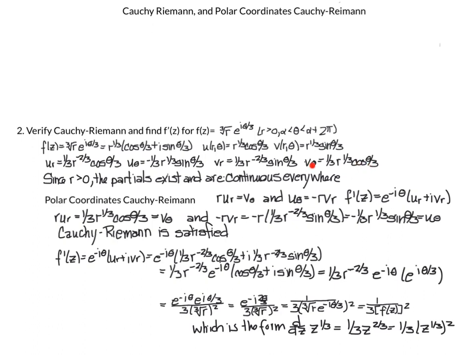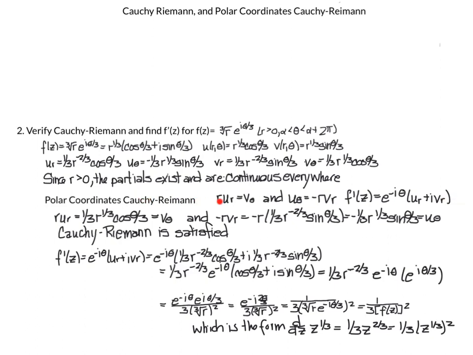So then I can verify my Cauchy Riemann conditions, which I'll let you check. And since r is greater than 0, the partials all exist and are continuous everywhere. I can check my Cauchy Riemann conditions, which I've written here for your reference.